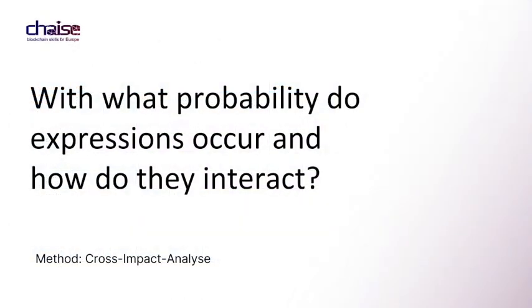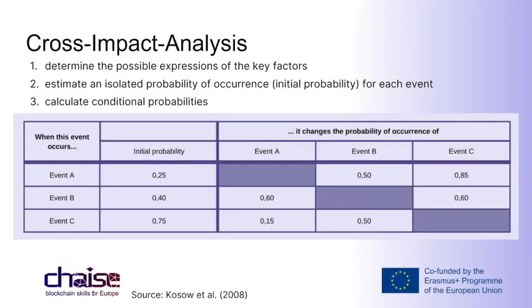The next question deals with how likely the occurrence of a certain expression is, and whether this favors the occurrence of another expression. With what probability do expressions occur, and how do they interact? This question can be answered with the help of cross-impact analysis. The cross-impact analysis proceeds as follows. First, the possible manifestations of the key factors are determined. Second, an isolated probability of occurrence, the initial probability, is estimated for each event. Third, a conditional probability is calculated. Guiding question: if event A occurs, what is the probability of occurrence of event B, if influenced by it?